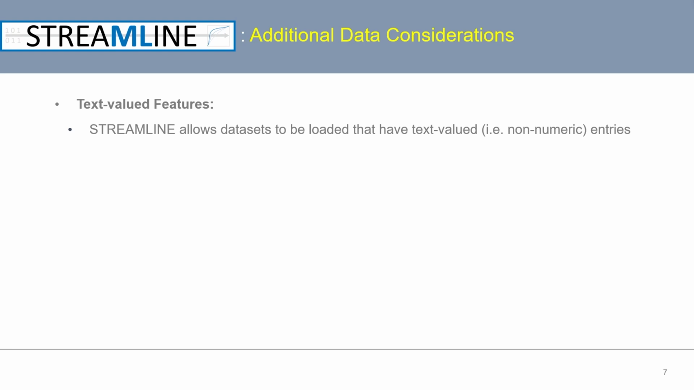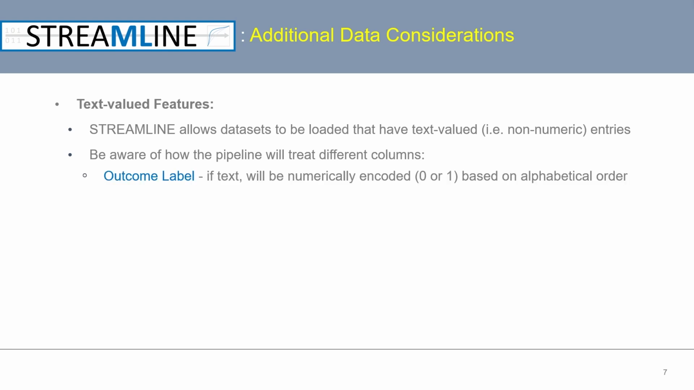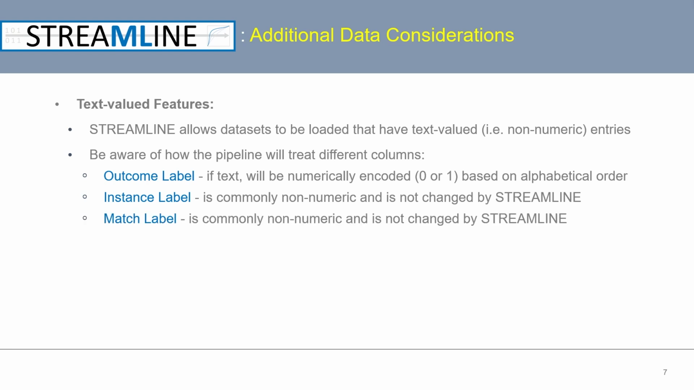STREAMLINE allows datasets to be loaded that have text-valued, in other words, non-numeric, entries. To this end, it's important to be aware of how the pipeline will treat different columns that have text rather than numeric entries. For the outcome label column, any text will be numerically encoded as 0 or 1 based on alphabetical order. The instance label column can commonly be non-numeric, and thus is never changed by STREAMLINE. However, users should make sure that all values in the instance label column are unique. The match label column is also commonly non-numeric, and is similarly not changed by STREAMLINE.